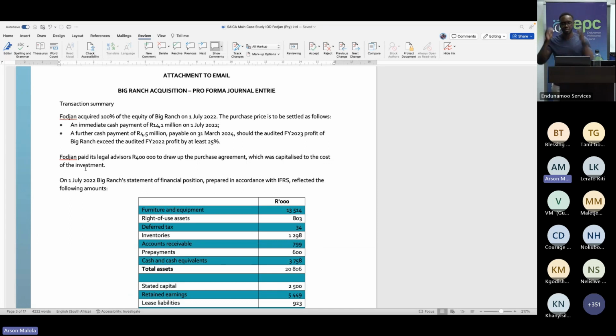So Fojan acquired 100% of the equity of Big Ranch on the 1st of January 2022. The price is to be settled as follows. Okay, fantastic. What is the answer that somebody had for me earlier on? I expect the examiner to give me how we paid for this investment. There's your expectation. Imagine how that would feel: okay, I'm sure, I wanted this information, I'm getting it, and I'm prepared in terms of how I'm going to deal with this.